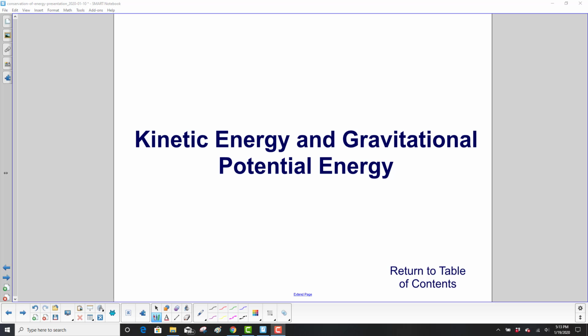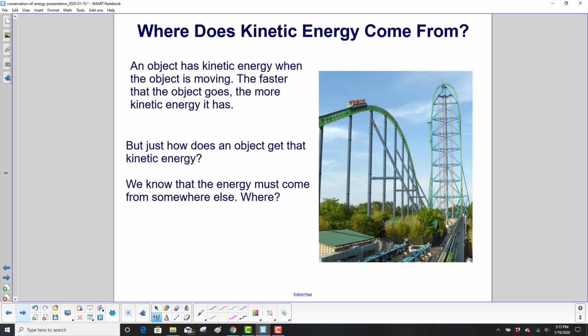Kinetic energy and gravitational potential energy. Where does kinetic energy come from?